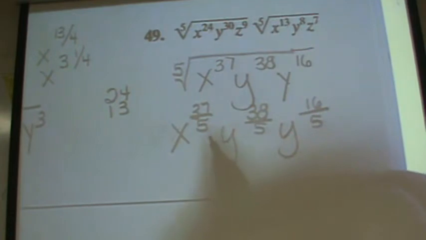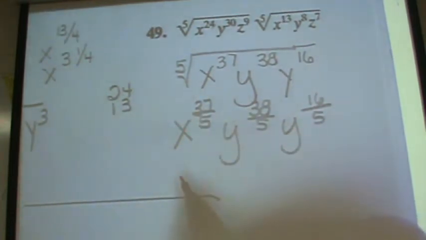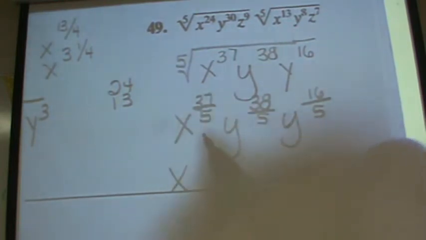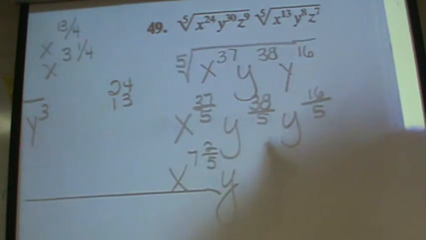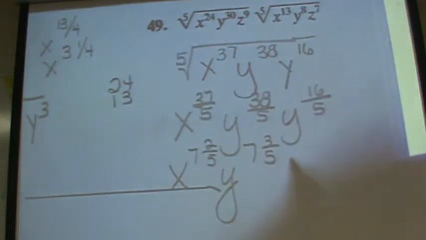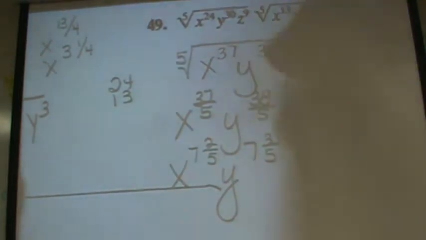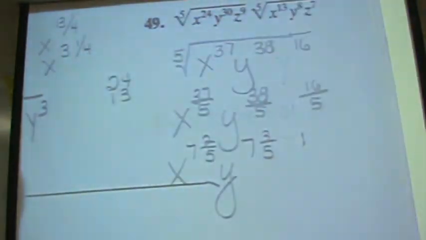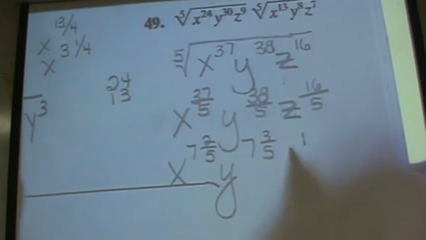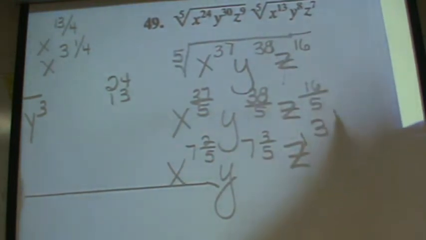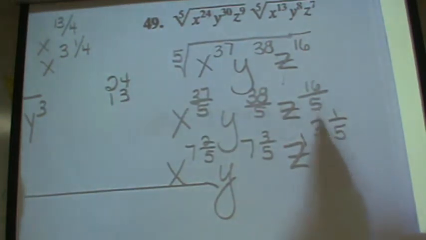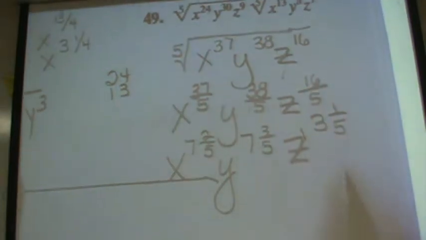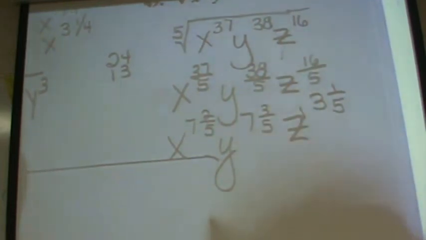Because you want to see how many sets of 5 you can take out of 37. Well, 7 times 5 is 35, with 2 left over. 7, 3 left over. And that should be, I'm sorry, a z. This is a z. And that would be 3 with 1 left over. So 5 goes into 16 3 times with 1 left over. So the index is definitely a 5.